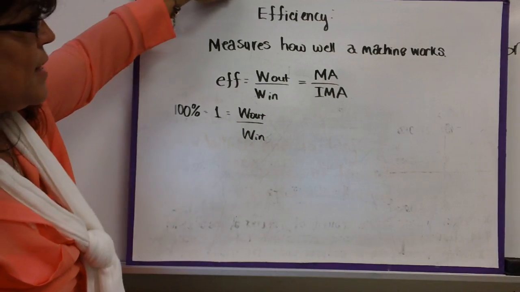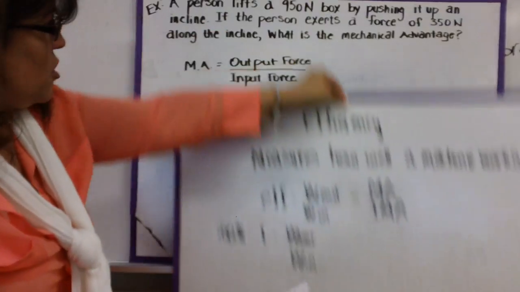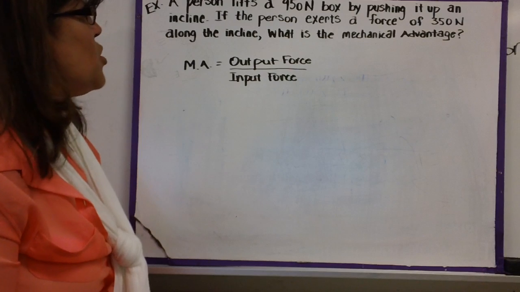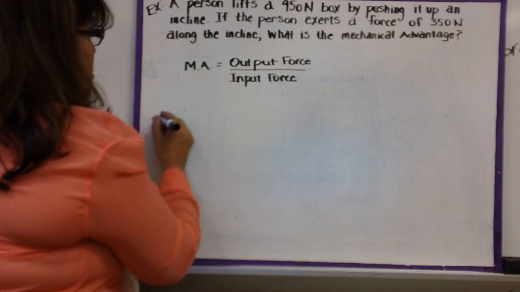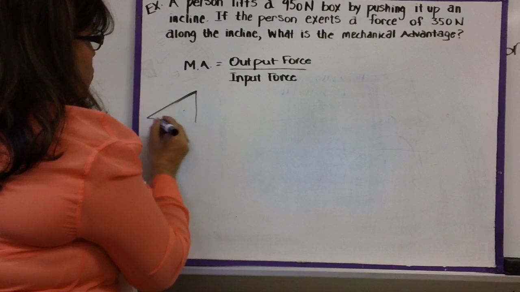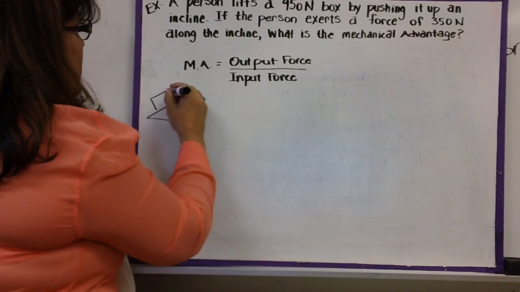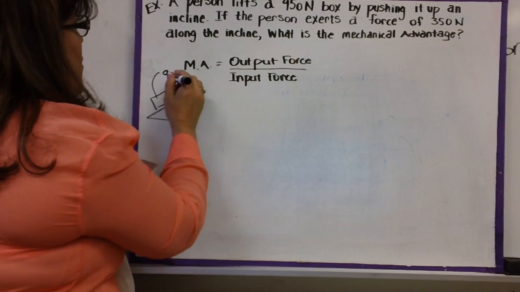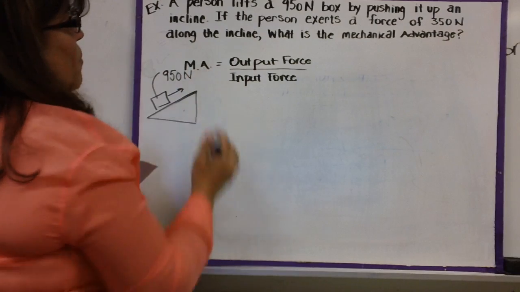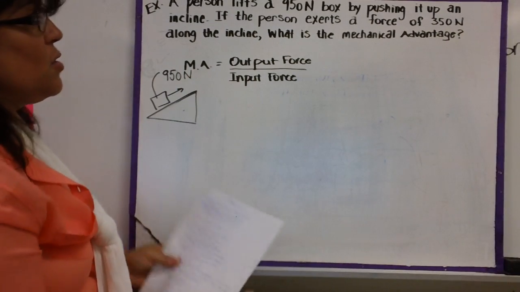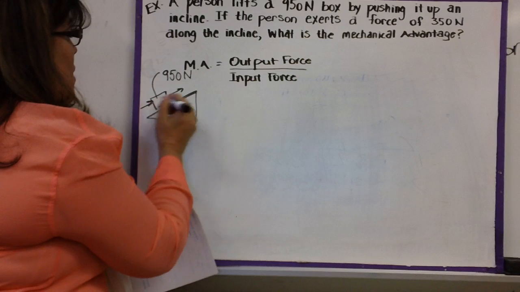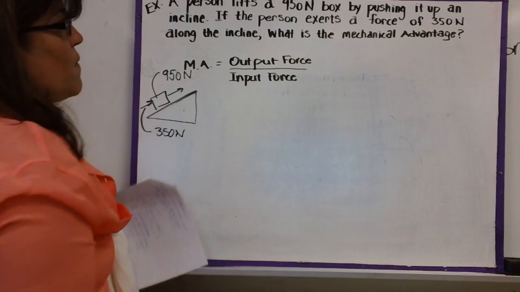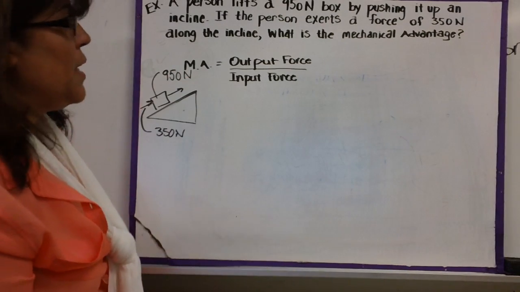Okay, so let's try an example using this information here. A person lifts a 950 Newton box by pushing it up an incline. So we're going to be using a simple machine of an incline. Okay, we push the box up the incline. The box is a 950 Newton box. By pushing it up, the person is exerting a force of 350 newtons. So this force right here is 350 newtons along the incline. What's the mechanical advantage?